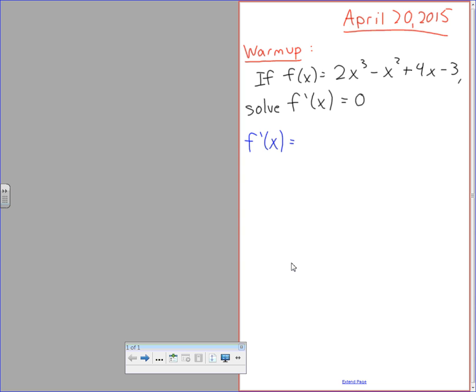6x squared minus 2x plus 4. I hope that's what you said there. Okay, so where that came from again is the power drops down by 1, so 3 goes to 2, and then you times 3 times 2. For the second one, 2 goes to 1 for the power, and negative 1 times 2 is negative 2, and x changes to x to the 0. Okay, I have to solve f prime of x is equal to 0.